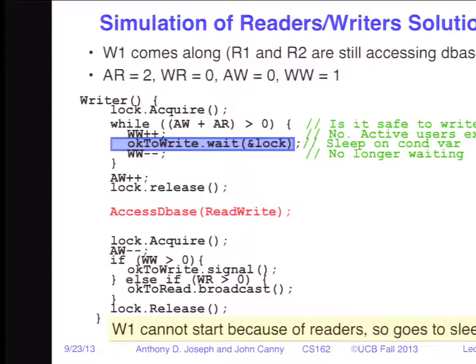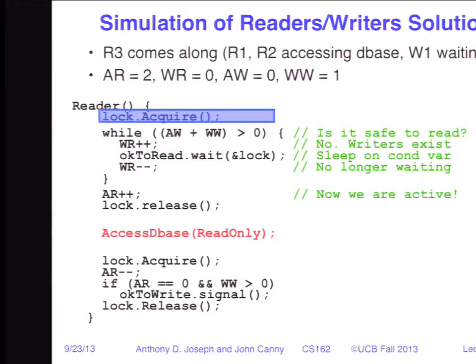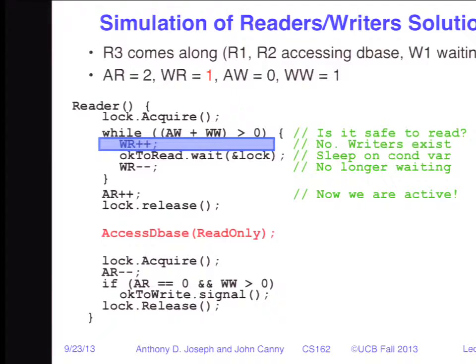So now along comes reader 3. We have reader 1 and reader 2 in the database still, and writer 1 waiting to access the database. So 1 waiting writer, 2 active readers. So we acquire the lock, and now we do our check. So now we end up with 0 plus 1, which is greater than 0. So we're going to become a waiting reader. Waiting readers now gets incremented to 1. So 2 active readers, 1 waiting reader, 1 waiting writer. So we wait, and we go to sleep, and we release the lock, all 3 atomically.